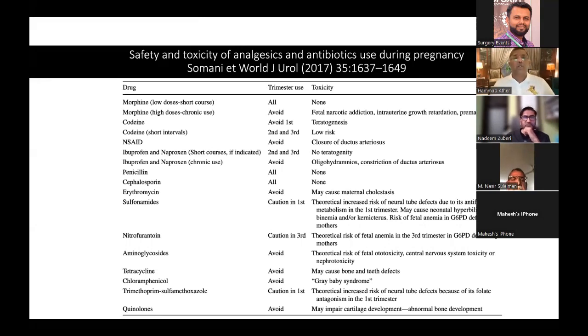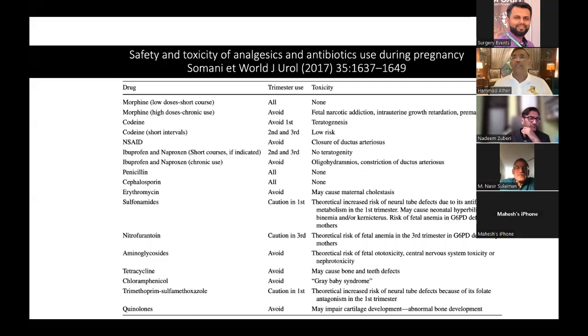Acetaminophen we have already talked about. Codeine, again, should be avoided in the first trimester because of the risk of teratogenesis. NSAIDs should best be avoided because they can cause premature closure of the ductus arteriosus. Ibuprofen and naproxen, again, only in the second and third trimester.